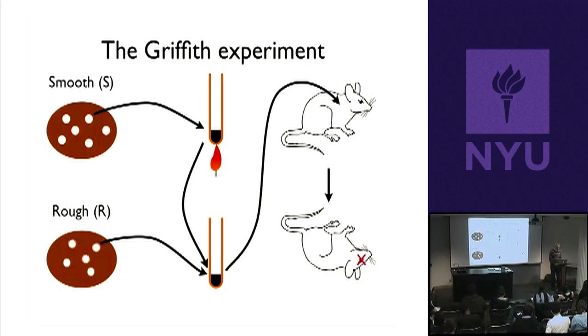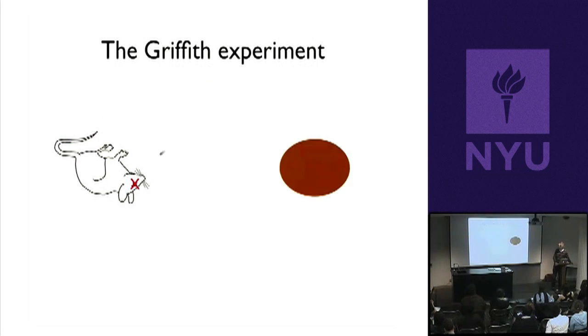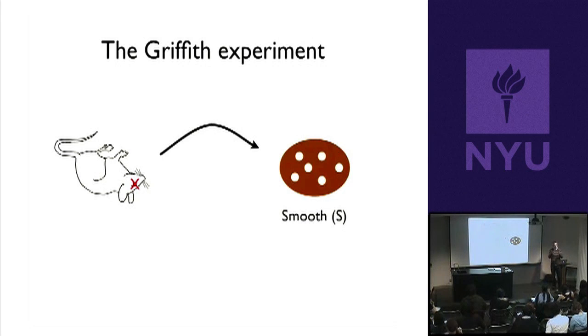So all this shows really is that rough cells plus dead smooth cells kills a mouse. Okay? So how does he show that he's actually transformed them into smooth cells? Well, he takes this mouse, he gets its blood, he gets the cells out of the blood and puts them on a plate again. Okay? So you take the dead mouse, you put the cells back on a plate, and what does he see? Smooth cells. Okay? And that's because they really have been transformed. He's taken rough cells, mixed them with something from the dead smooth cells, and made smooth cells again.